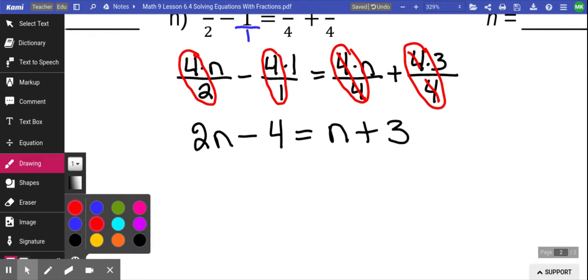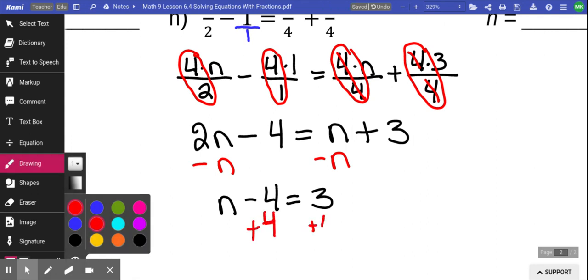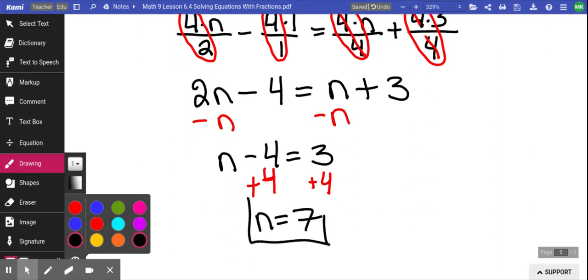Awesome. This isn't that bad of one to solve, especially once we've gotten rid of all of our fractions. So we're going to minus n from both sides, giving me n minus 4 equals 3. And then I'm going to add 4 to both sides, giving me n equals 7. And that's the final answer.